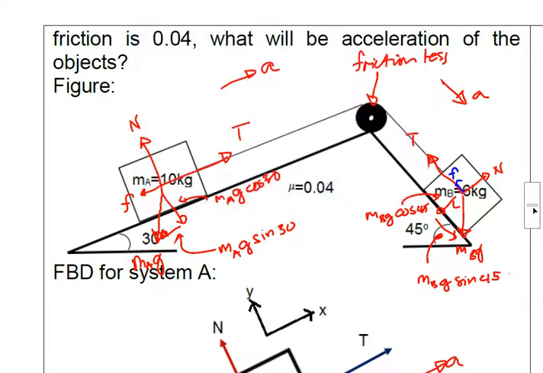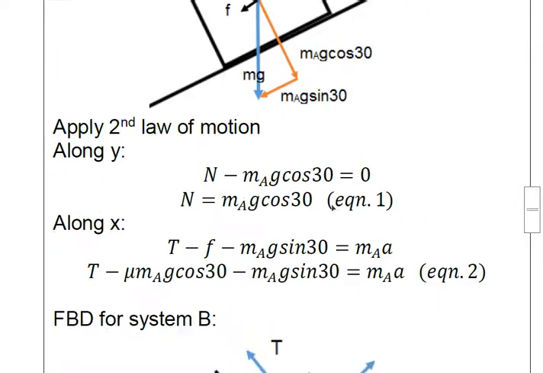This is the usual. So you have here along Y this equation that is used to compute the normal force to be used in the frictional force. You have T minus F minus MA g sine 30 is equal to MA. Notice again that these two are unknown, so you cannot solve that one. One equation, two unknowns, we cannot solve that. Further we have equation 2, and we cannot do anything with this yet because you have the unknowns again.